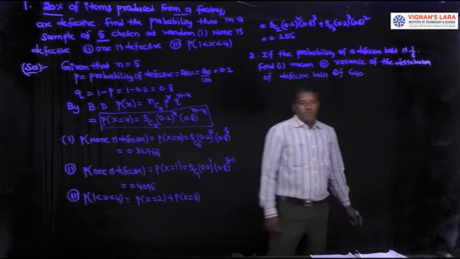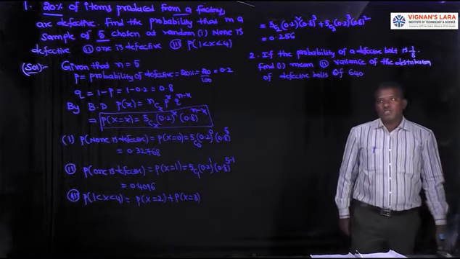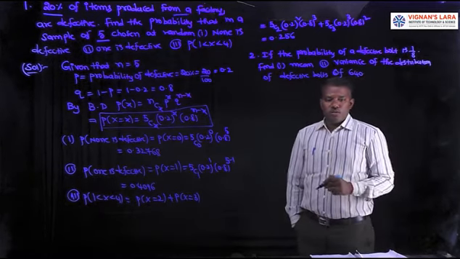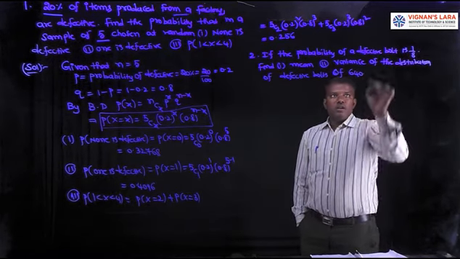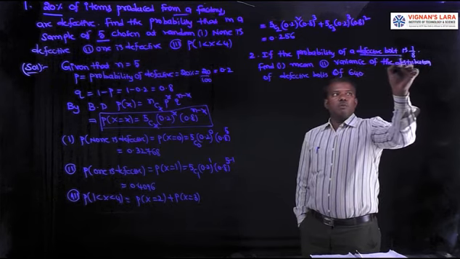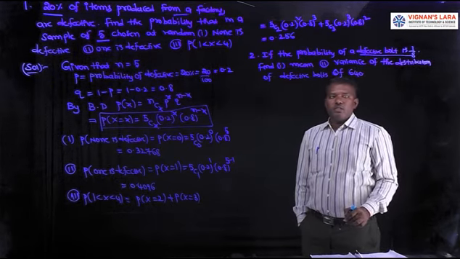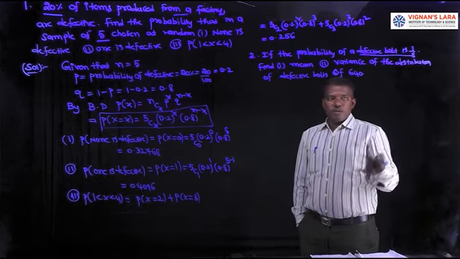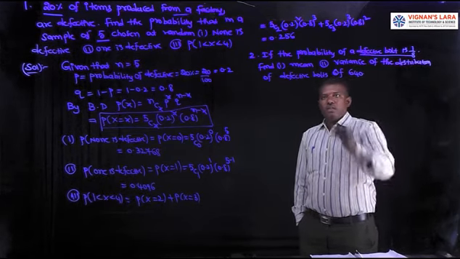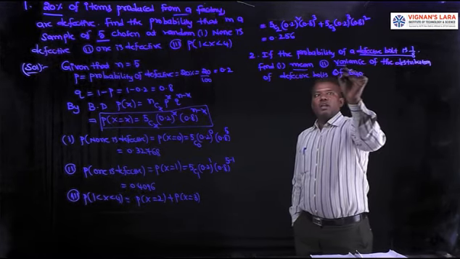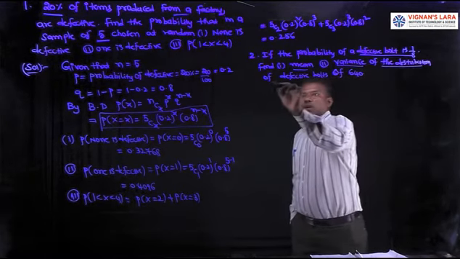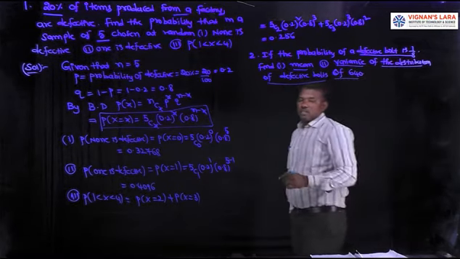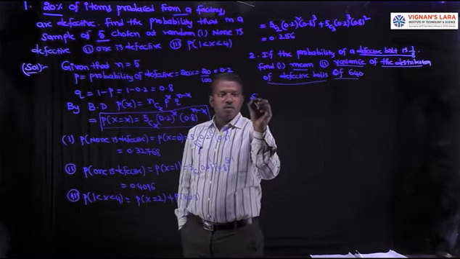What is the problem? If the probability of a defective bolt is 1 by 8. So what is the success here? Getting a defective bolt. So the success rate is 1 by 8. What is the failure rate? 1 minus success rate, that is Q is 1 minus P. P is 1 by 8. Then calculate the mean and variance of the distribution of defective bolts of 640. So what is N here? Total number of bolts is 640.